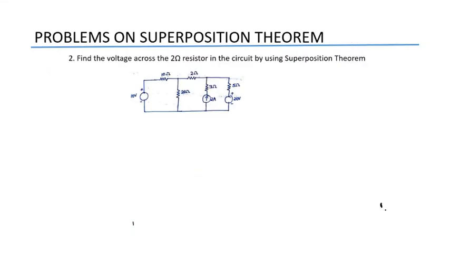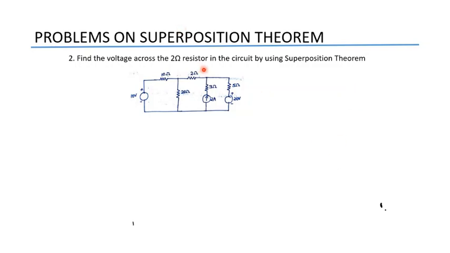Now let's move to another problem. Find the voltage across the resistor in the circuit by using superposition theorem. So we have to find out the current through this resistor. Here we have three sources: a 10 volt voltage source, a 2 ampere current source, and a 20 volt voltage source. So first let's consider the 10 volt source here.